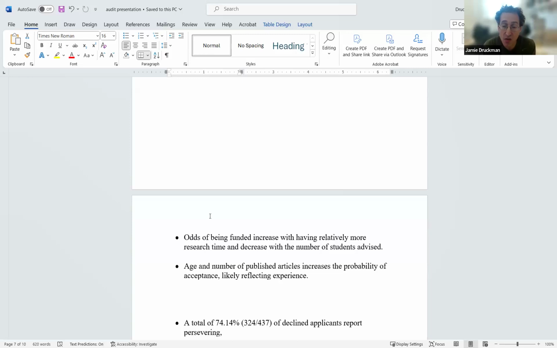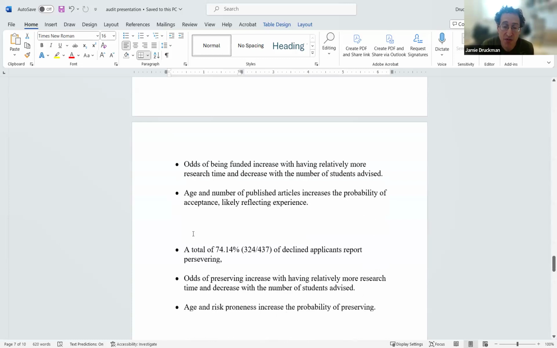I don't know, we weren't sure if these are particularly interesting or not, but it seems that time is a really important part of writing a grant application that is successful, right? And so the idea is if you're advising more students, you might have less time.